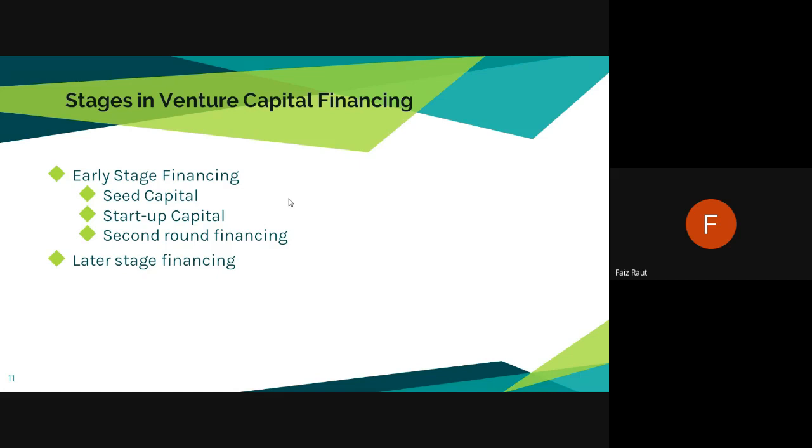Now for manufacturing of products you need some more money. So that comes from the second round of financing. The second round of financing, seed capital, startup, second round of financing, by the time this is complete you have established your company and your customer base. This is done. After that, in later stage financing, when you want to expand your company to other regions, later stage financing will come.